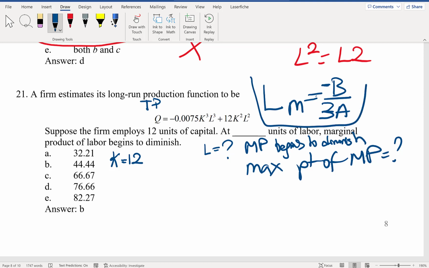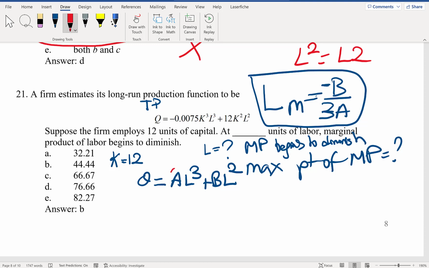Okay, what is a and b? So it is actually Q equals a L raised to the power 3 plus b L raised to the power 2. So I need to find this a and b first. Then I'm going to plug into this formula. Okay, so a here is right here. This whole thing is my a.